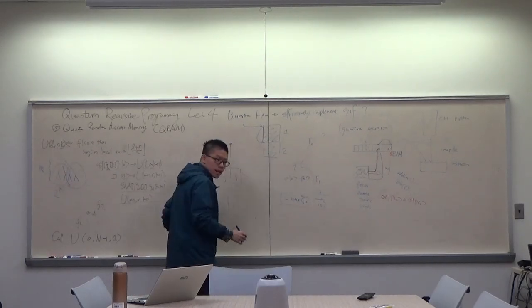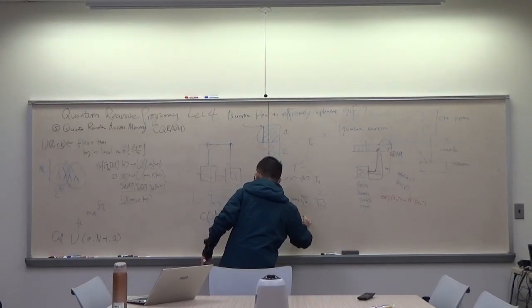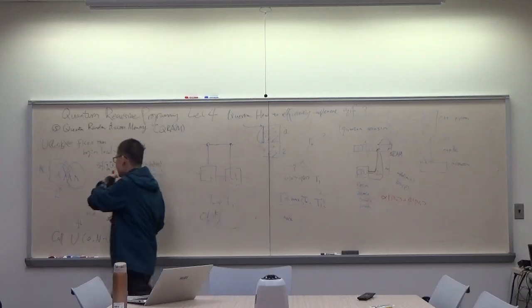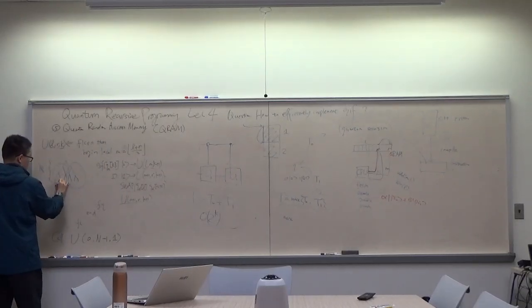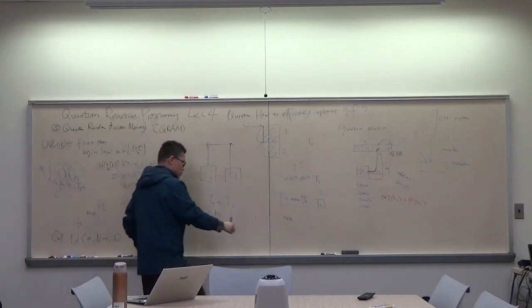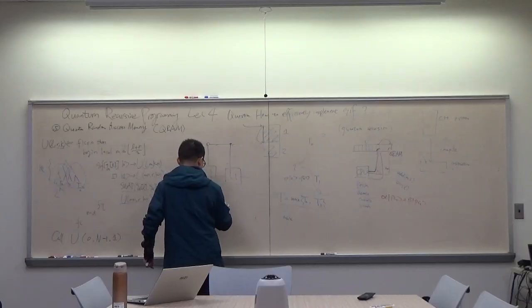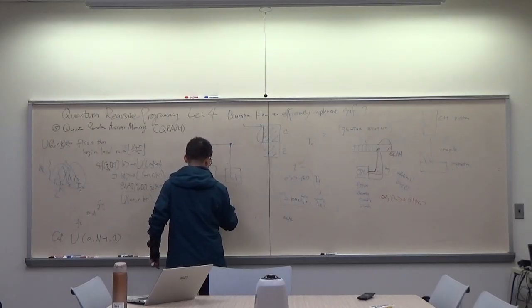But if you take the max, then this will be the max of, let's say, each of the branches T1, T2, up to T_(2^K). Whereas the sequential time T will be the sum over x equals 0 to 2^K minus 1 of Tx.